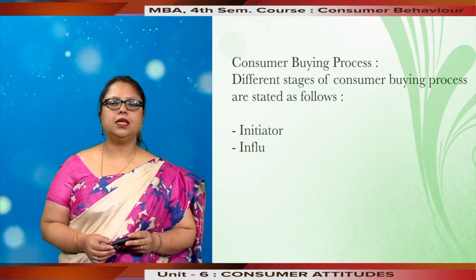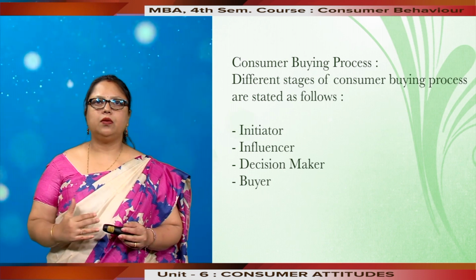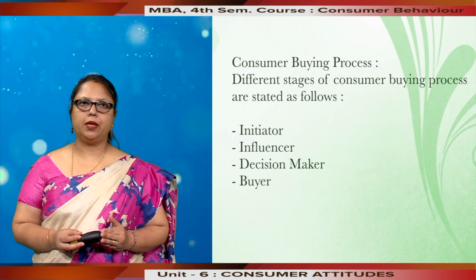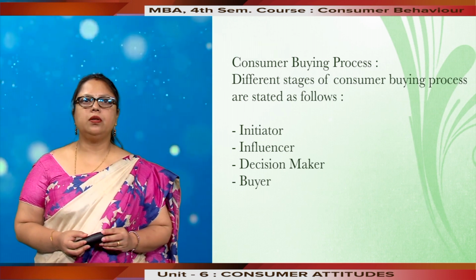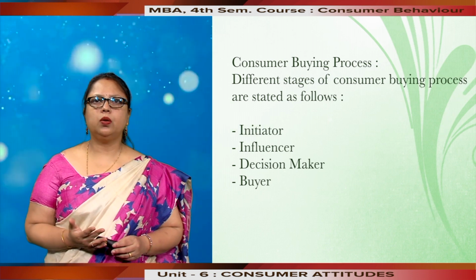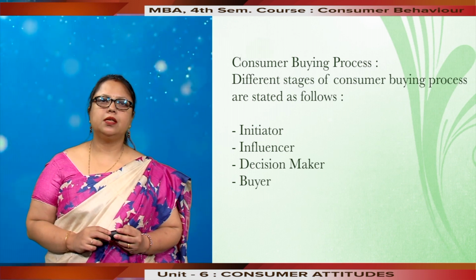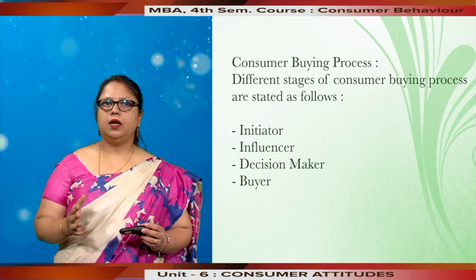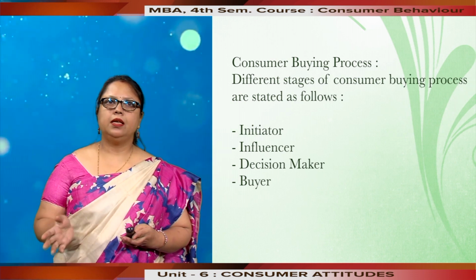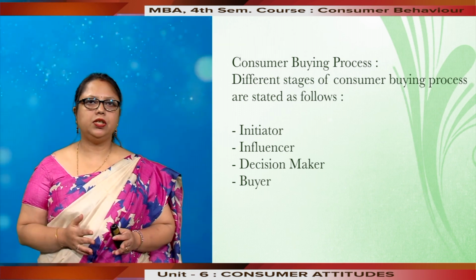Now we will discuss the consumer buying process, like how the buying process starts and how the actual purchase takes place. There are different stages of the consumer buying process. The first one is the initiator. The initiator is usually the person who comes up with an idea and suggests the purchase. Suppose, for example, in a house, maybe the daughter or son of that family suggests, we need a car. So that is the initiator.